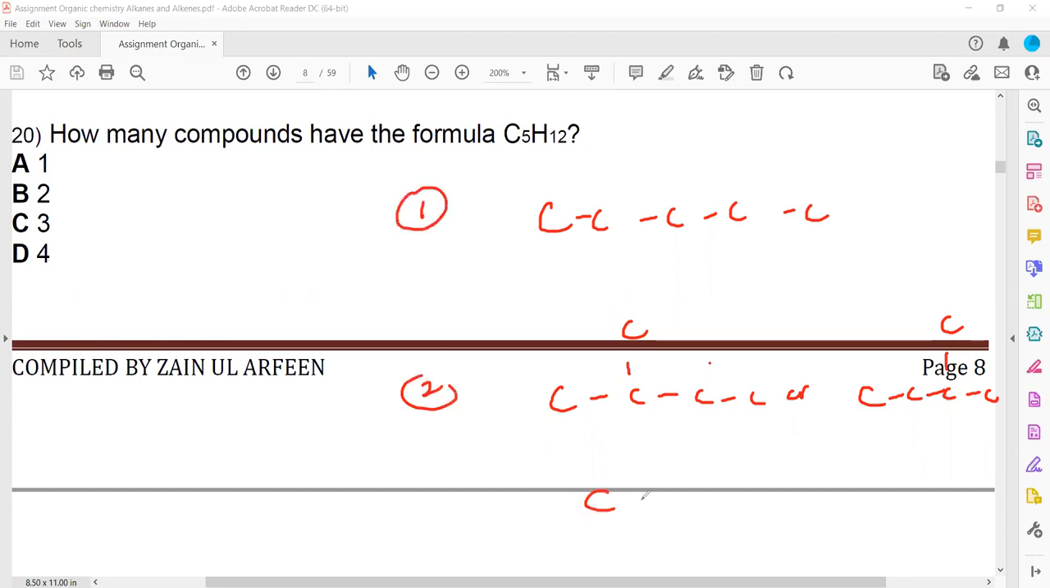And then what is the possibility? We may have 3 carbons and 2 branches, one up and one down. So these are the possible structures, no other possible structure for pentane. So C is the right answer, the possible isomers of pentane.